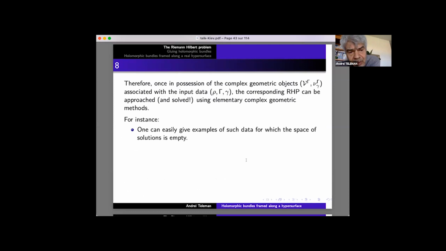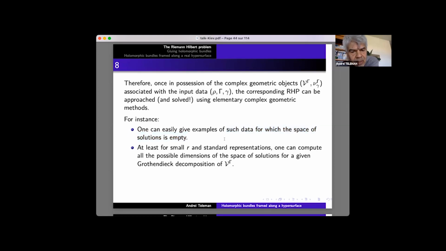So anyway, however, the method is effective. For instance, one can want explicit examples. Give me a list of explicit examples of such data for which the space of solutions is empty. Then, of course, I can do it, because I can start with the complex geometric objects, and then take examples of gamma which correspond to complex geometric objects. So in the opposite sense, the procedure is much easier.